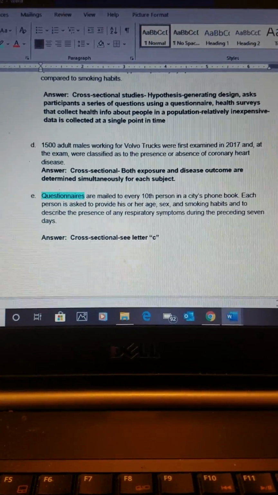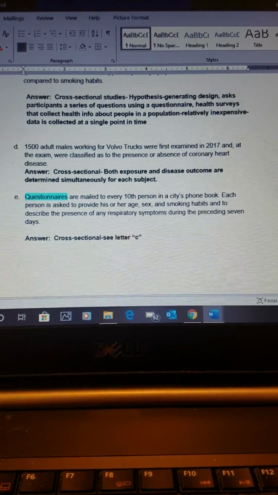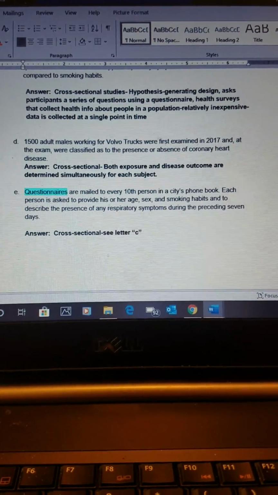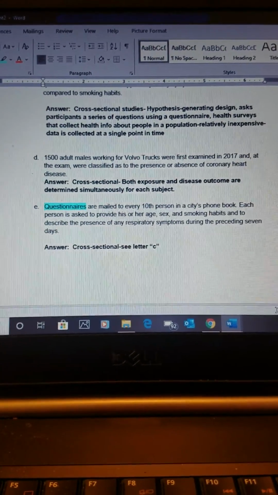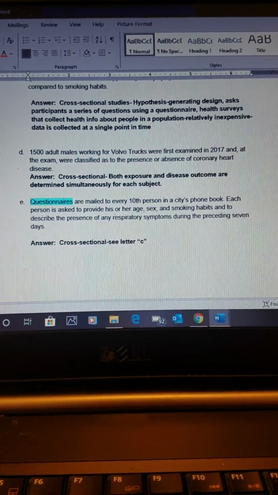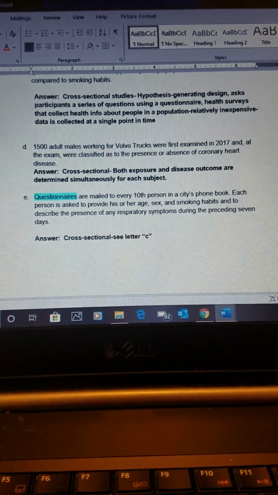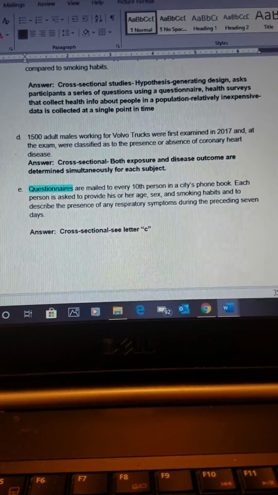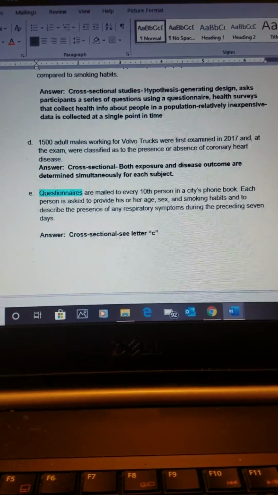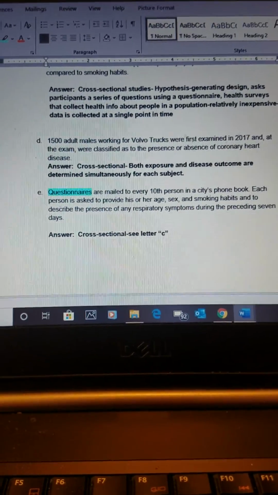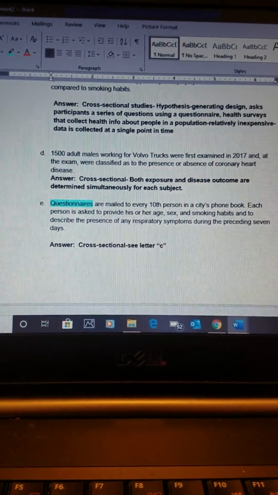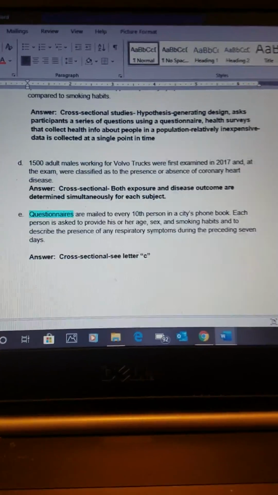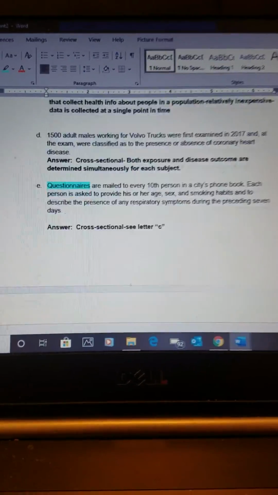For E, it says questionnaires are mailed to every 10th person in a city's phone book. Each person is asked to provide his or her age, sex, smoking habits, and to describe the presence of any respiratory symptoms during the preceding 7 days. So there, I put cross-sectional. I'm not sure on that one, for the same reason as C: hypothesis generating questions that typically can come from a questionnaire. But again, help me out.